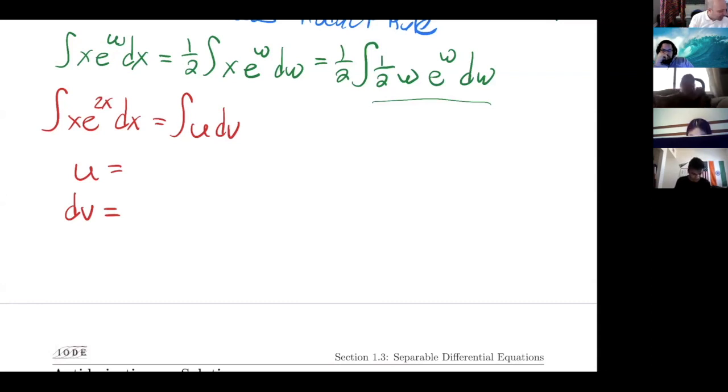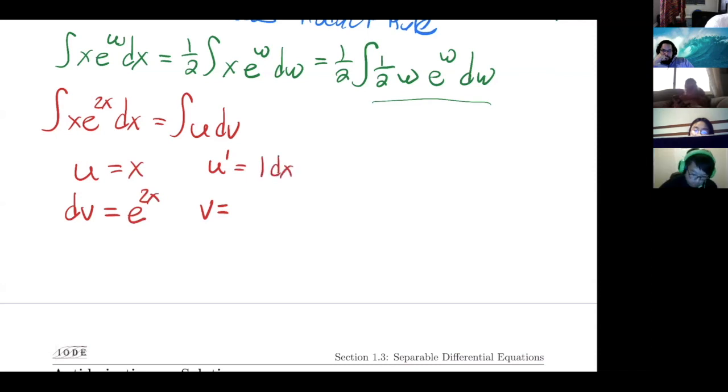And usually the idea is you would want to pick u so that when we take the derivative of it, it gets simpler. And we would want to pick dv so that we actually can integrate it. And so putting an x over here and e to the 2x over here, to figure out what v is, we would integrate dv, and that would give me 1/2 e to the 2x, and we don't need to worry about the plus c at this point.